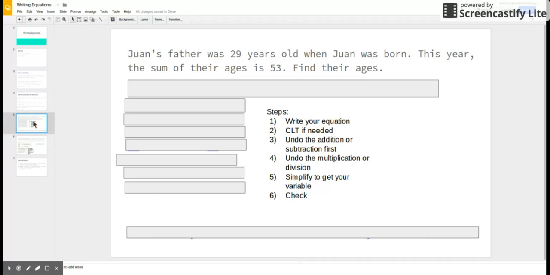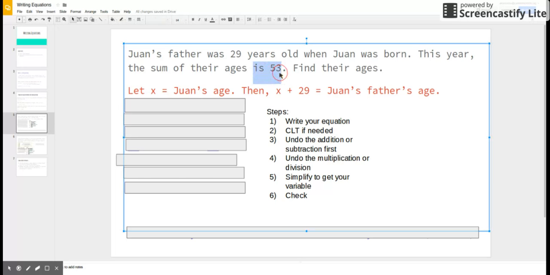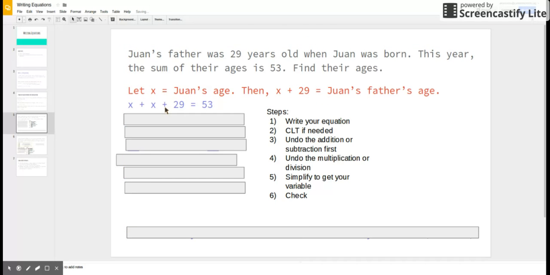Juan's father was 29 years old when Juan was born. This year, the sum of their ages is 53. Find their ages. So first I'm going to identify my variable. So I'm going to let x equal Juan's age. And technically Juan's father is x plus 29, right? Because that's what it gave me in the problem. So I need to figure out what x is by knowing that their total is 53. So that's what I'm going to do for my equation. X plus x plus 29 is equal to 53.